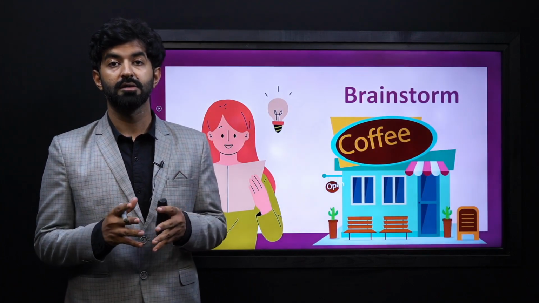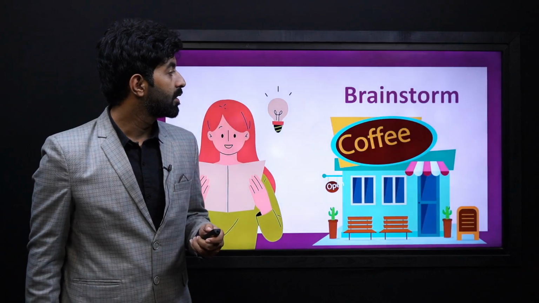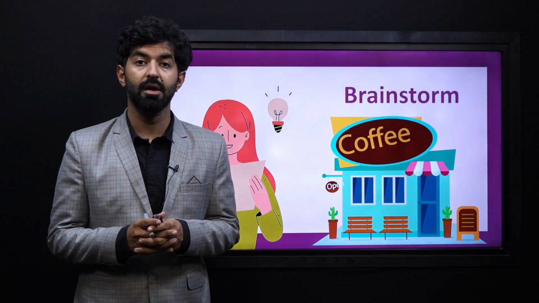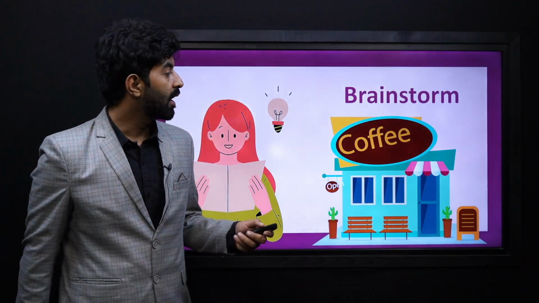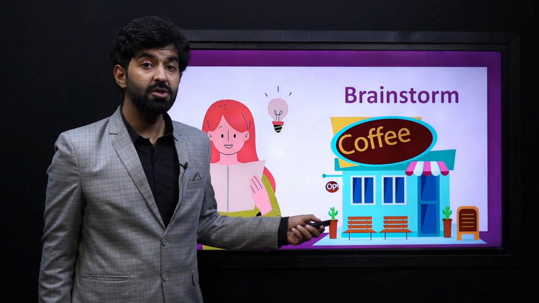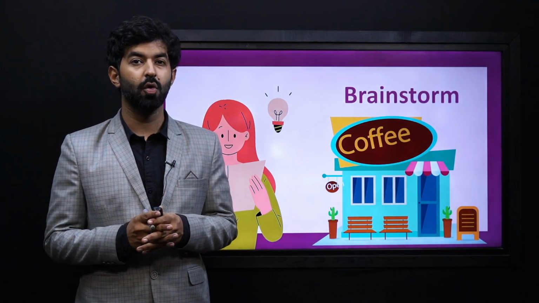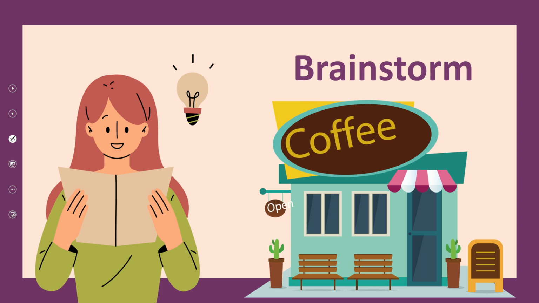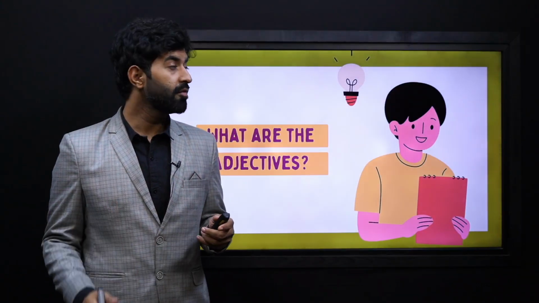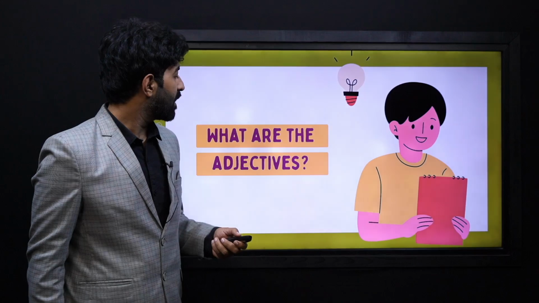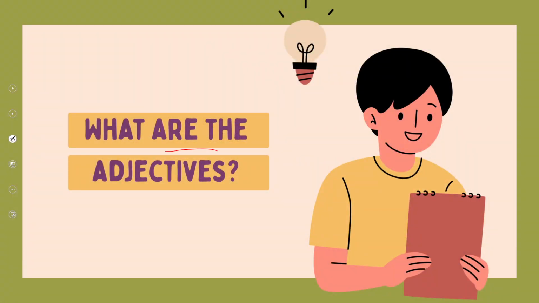Now, here is your brainstorming activity for today. There's a picture in front of you. How can you describe it? Can you describe this whole scene in your words? Now, moving on. What are adjectives? Let's see.